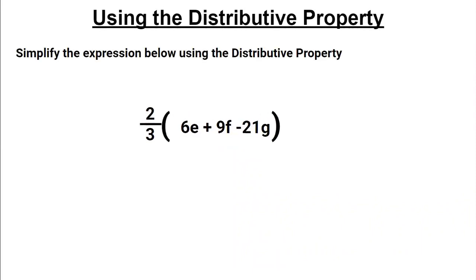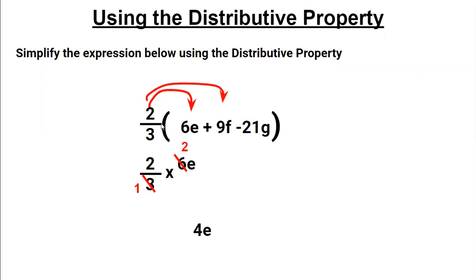Okay, here we have a distributive property question. We have to take the 2/3 times the 6e. That'll give us 2/3 times 6e. And we can cross the 3 and the 6 off and cancel them. 3 will go into 6 twice. 3 will go into itself once. And now I'm left with 2 times 2 on top and 1 times nothing on the bottom. So that would result in 2 times 2 is 4, and the e comes along, 4e.